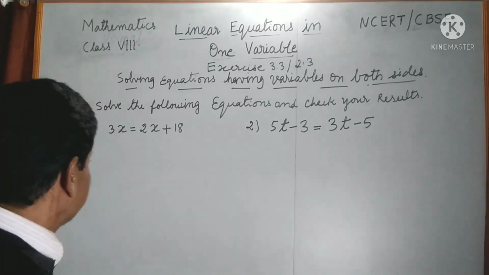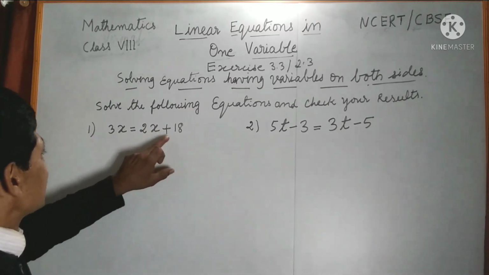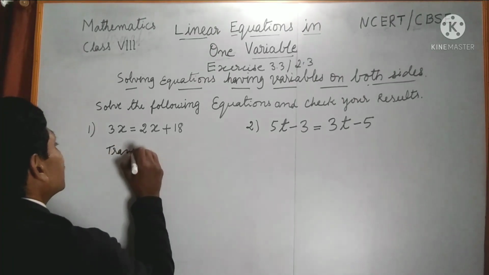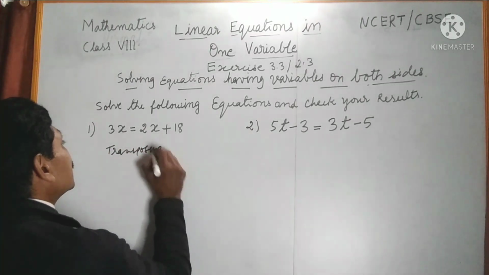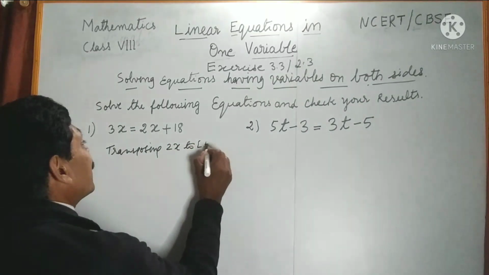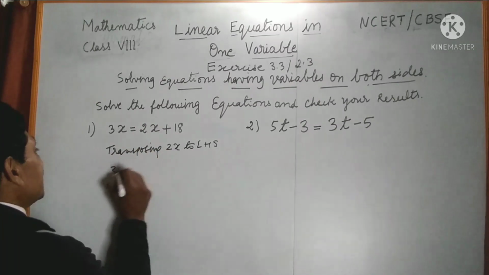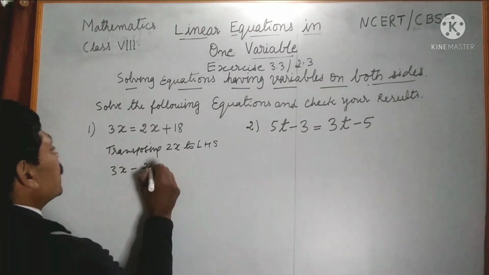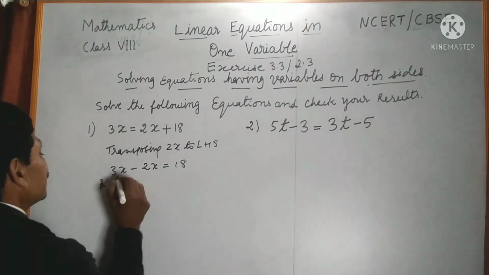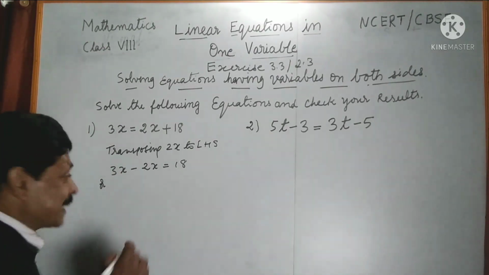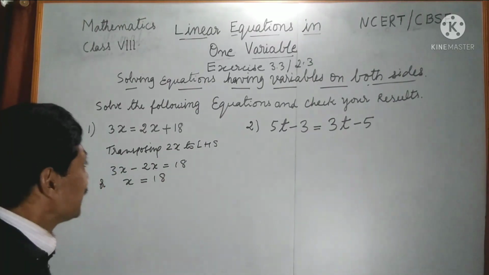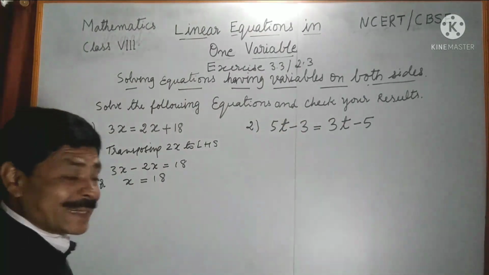Problem number 1. 3x is equal to 2x plus 18. Transposing 2x to left hand side, 3x minus 2x is equal to 18. Or 3x minus 2x is x. x is equal to 18. Now, let us check the result.